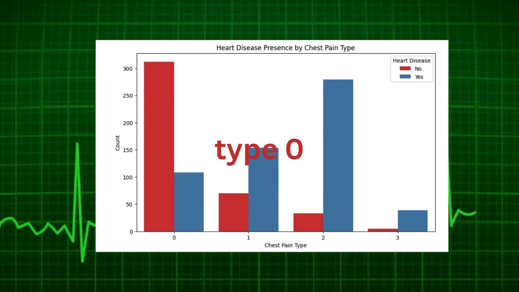A significant number of patients with non-anginal pain, type 2, have heart disease. Patients with atypical angina, type 1, and asymptomatic chest pain, type 3, also show a higher presence of heart disease compared to those with typical angina.